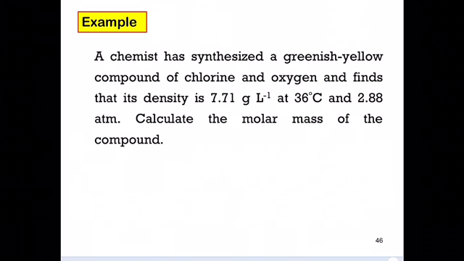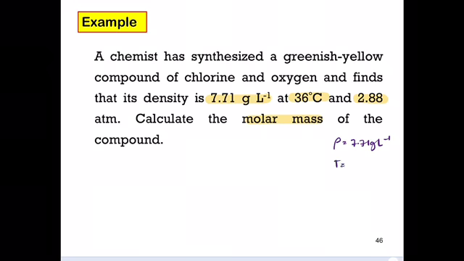Okay, the next example. When we want to determine the molar mass of the compound, at the same time we can identify the unknown gas compound. Let's look at the other information that we have. The density is given as 7.71, temperature is 36 degrees C, pressure is 2.88 atm. If you are not sure which equation we have to use, then just take out the information listed in the question. The first one is density, 7.71 gram per liter.